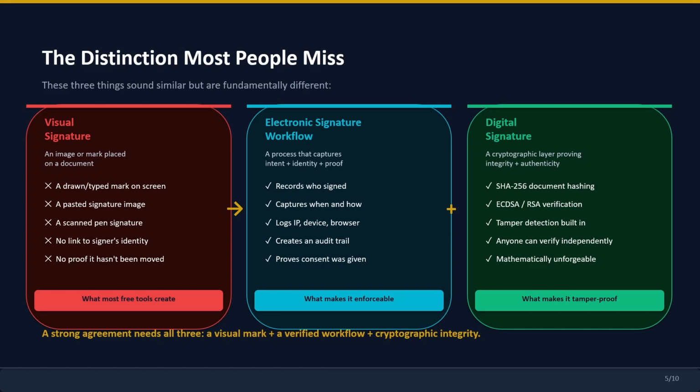This is why a hand-drawn pen signature with no audit trail actually provides weaker evidence than a simple checkbox click backed by a full audit trail and hash verification. The proof is in the process, not in the picture.